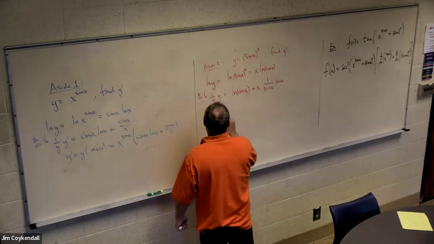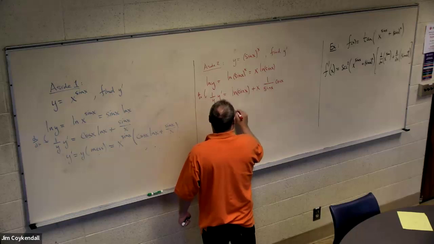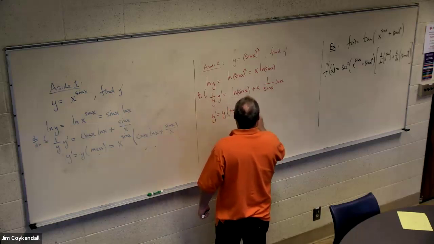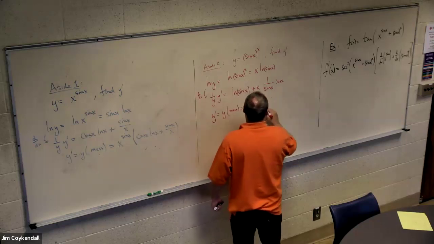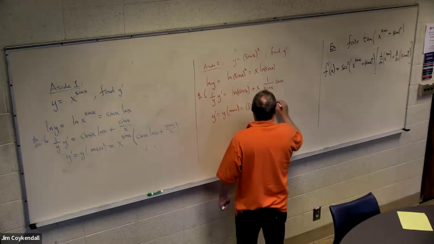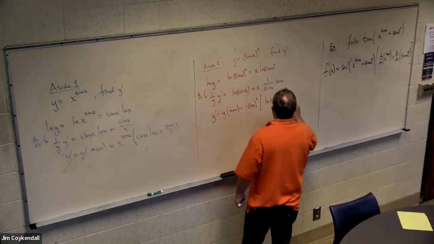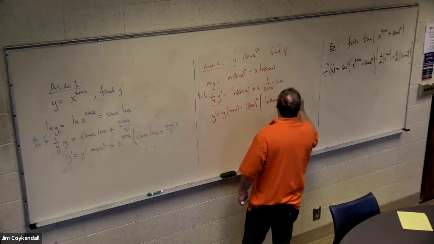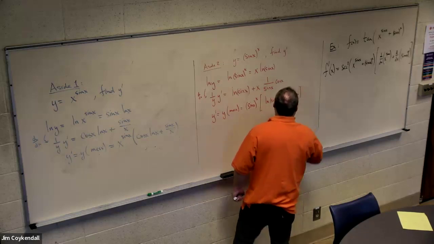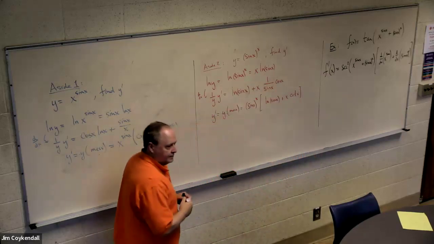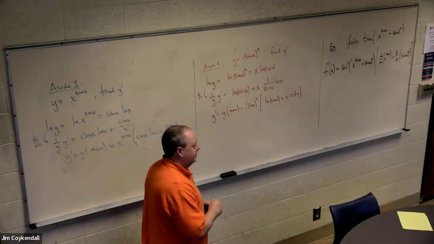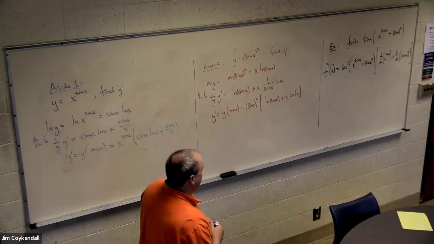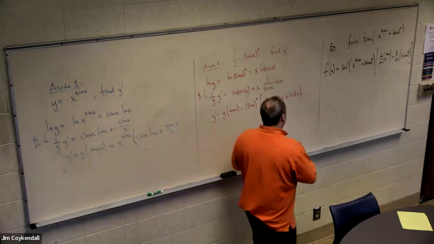So y prime is y times this mess, which is sine x to the x times log sine x plus x cosine over sine. That's the same thing, cotangent. Final answer.